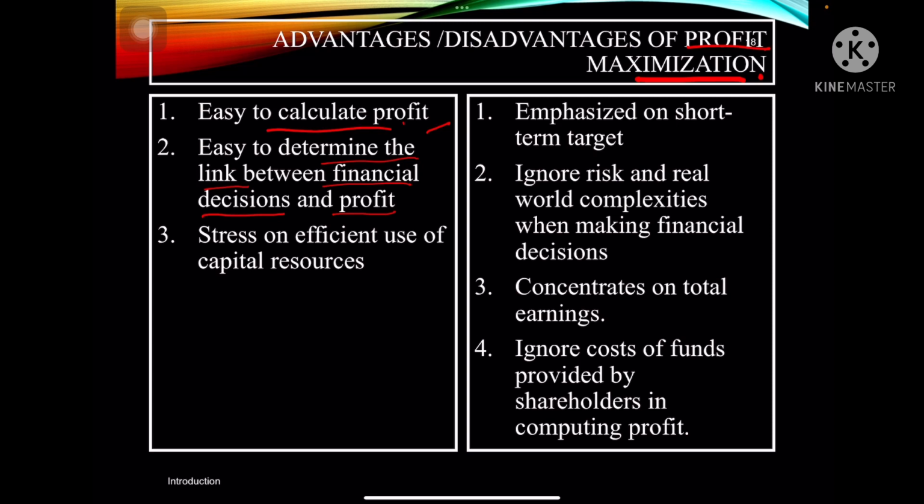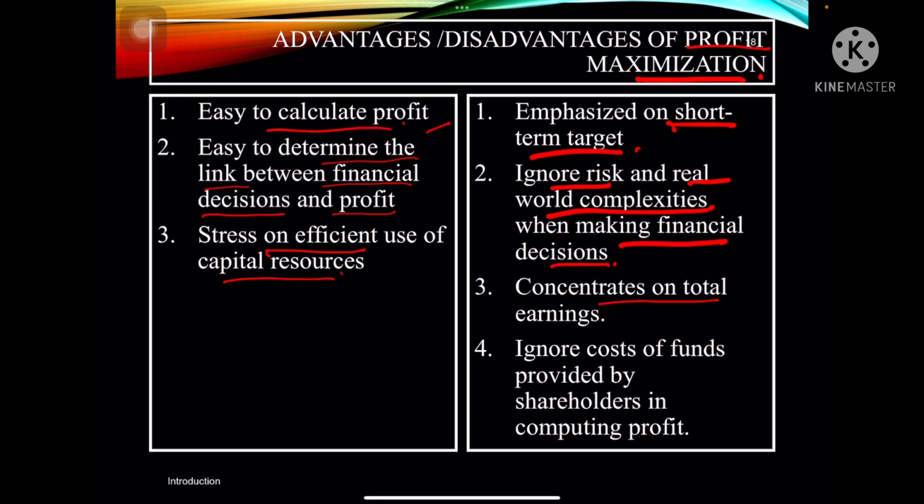Number 3, stress on efficient use of the capital resources. So you can use the capital that we already have in order to get more profit. These advantages are only a short-term target, for that particular year in order to get profit. So we already achieve our target. Now the disadvantages: ignore risk. Real world complexities when making financial decisions. It means that in the real world it is really complex to make a financial decision.